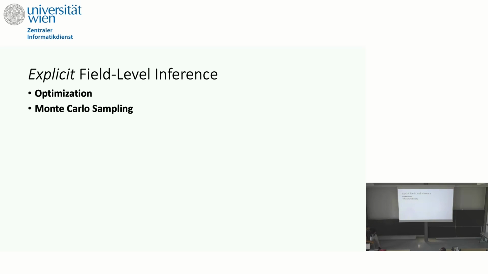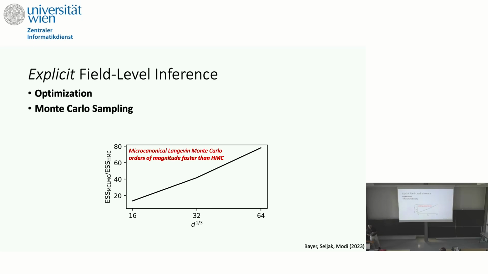But just to talk about one particular kind of Monte Carlo sampling that I've been working on recently, there's a method called microcanonical Langevin Monte Carlo, which seems to perform more efficiently than Hamiltonian Monte Carlo. So here's an example on the dark matter field where we're looking at the efficiency of the microcanonical sampler to traditional Hamiltonian Monte Carlo. And you can see as you go to higher and higher dimensions, the efficiency compared to HMC gets higher and higher.